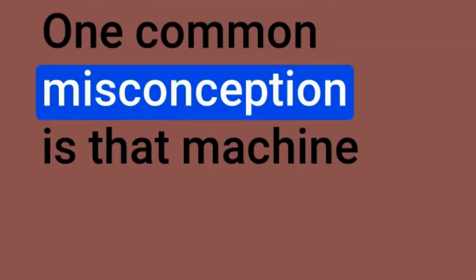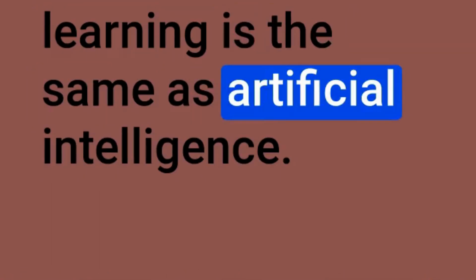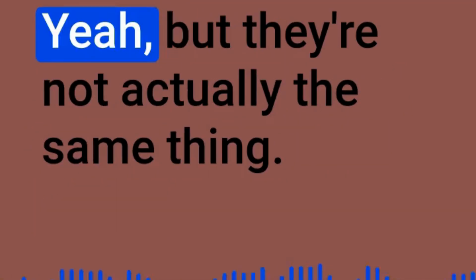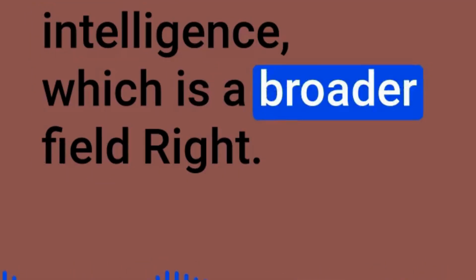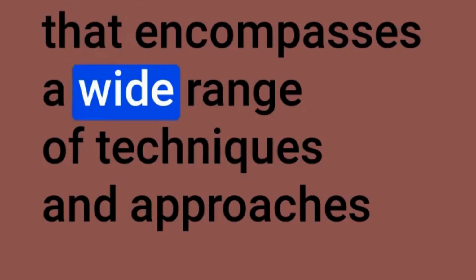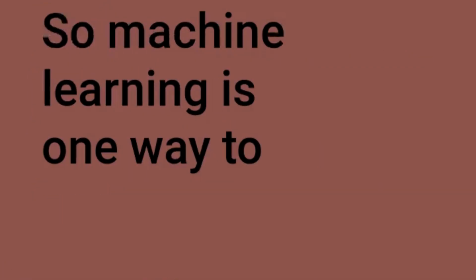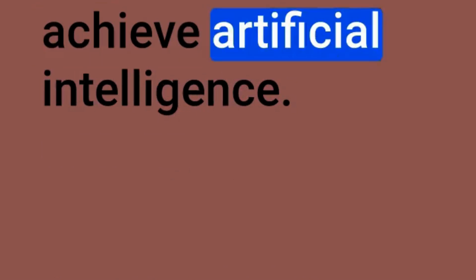One common misconception is that machine learning is the same as artificial intelligence. I hear those terms used interchangeably all the time. Yeah, but they're not actually the same thing. Machine learning is a subfield of artificial intelligence, which is a broader field that encompasses a wide range of techniques and approaches for creating intelligent systems. So machine learning is one way to achieve artificial intelligence, but it's not the only way.